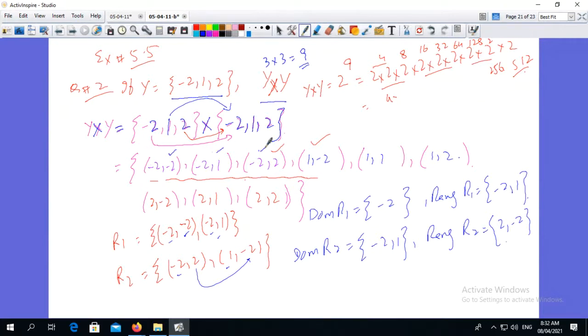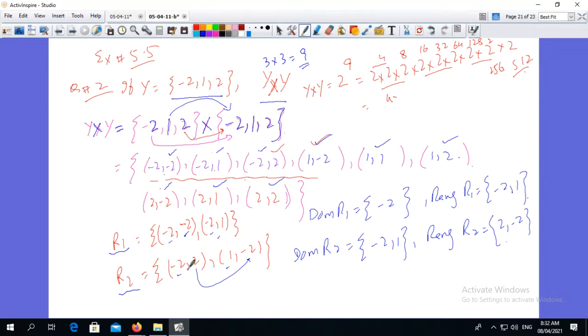(-2, -2), (-2, 1), (-2, 2), (1, -2), (1, 1), (1, 2), (2, -2), (2, 1), (2, 2). So now we have to find two subsets of Y cross Y, that is called a binary relation, R1 and R2. I take any two elements from Y cross Y. For R1, I take the first one, (-2, -2), and the second one, (-2, 1), and for R2 I take the third and fourth one, (-2, 2) and (1, -2).